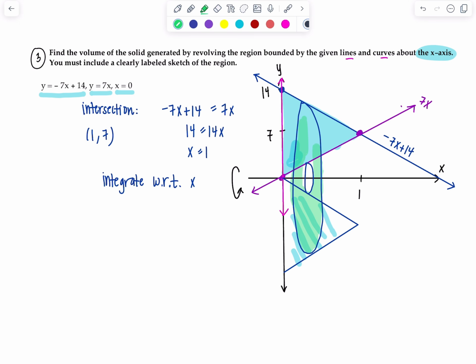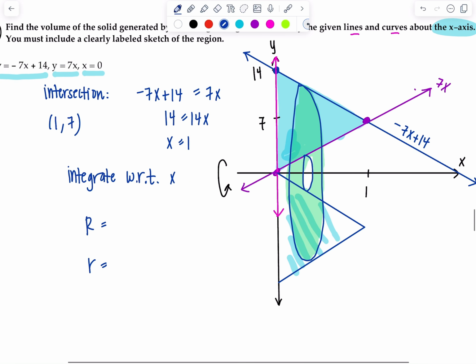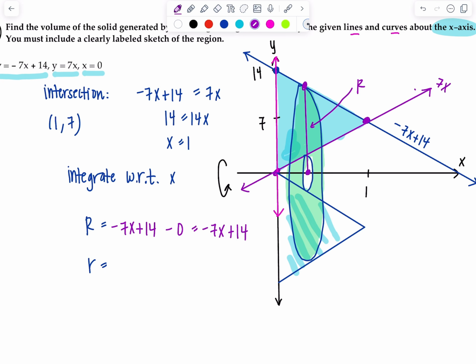And then let's see if we can identify outer radius and inner radius. Okay. So outer radius, inner radius. Let me draw the outer radius for you. It's going to go from the very outer edge all the way to the center. That's big R. Okay, again, think top minus bottom. Who's bounding it on the top? This is negative 7x plus 14, right there. Who's bounding it on the bottom? y equals 0. So negative 7x plus 14 minus 0, so just negative 7x plus 14.